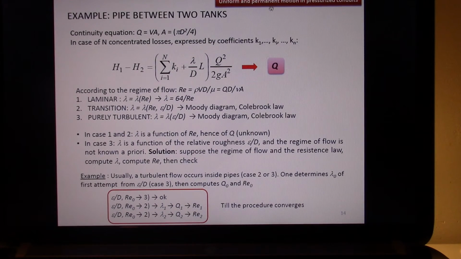So basically, in the end, you stop your procedure when the Reynolds number that you obtain and the previous one are not so different, which means that their difference is lower than the tolerance value.